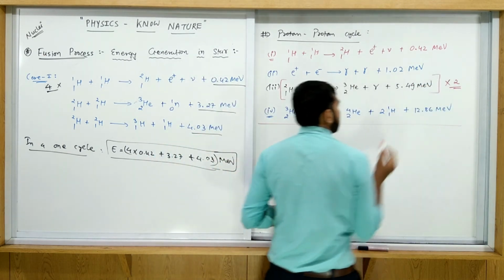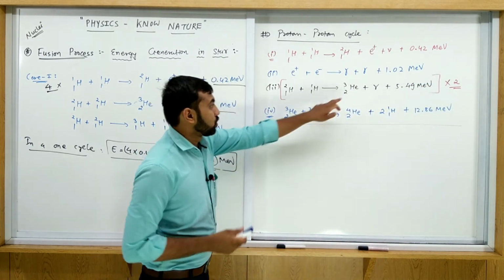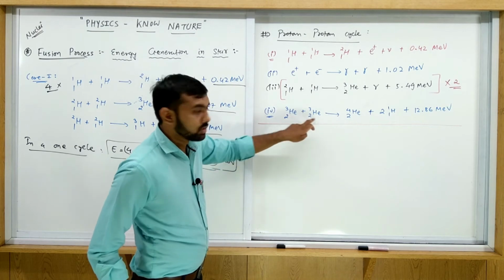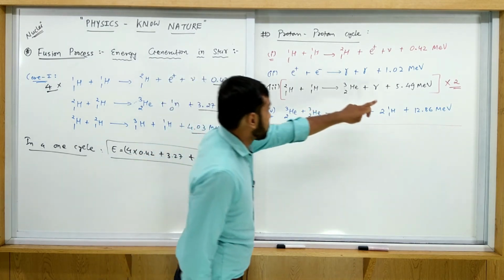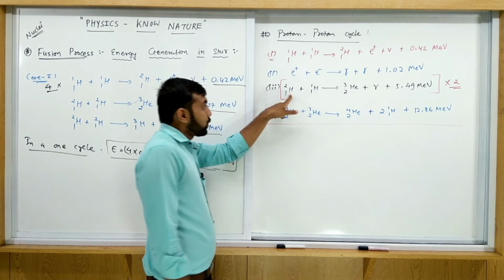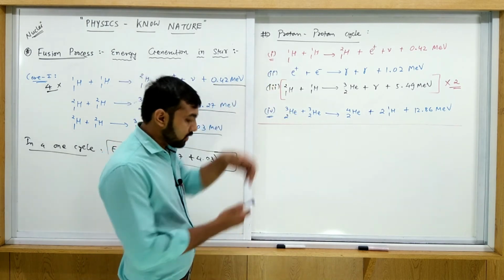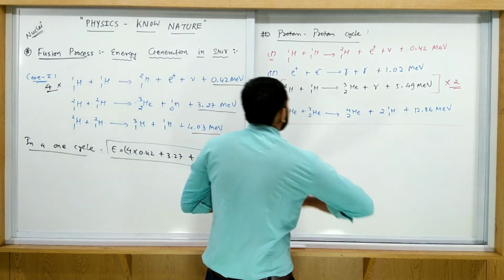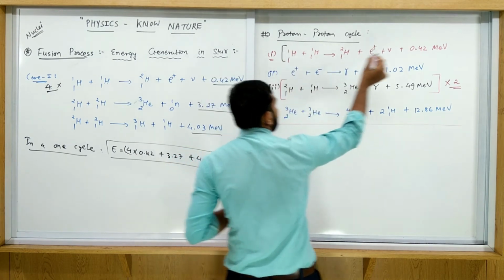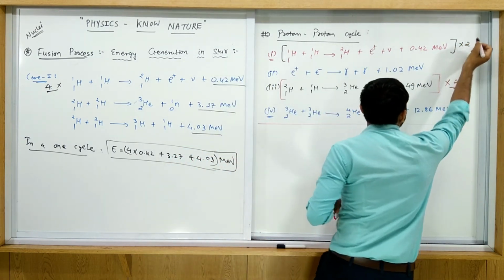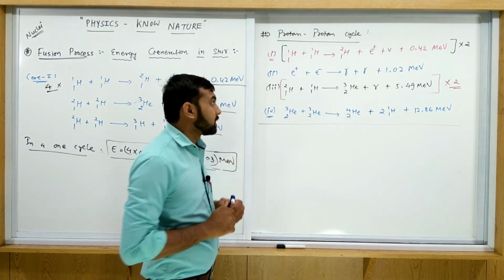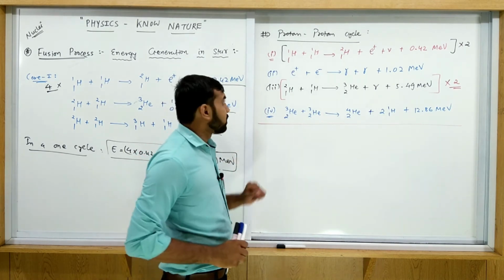How many times is this process required? 2 times. Then this type of 2 helium is produced. So if this process must be required 2 times, and you require 2 deuterium, then this process is again required 2 times. Then what happens? You must note here.